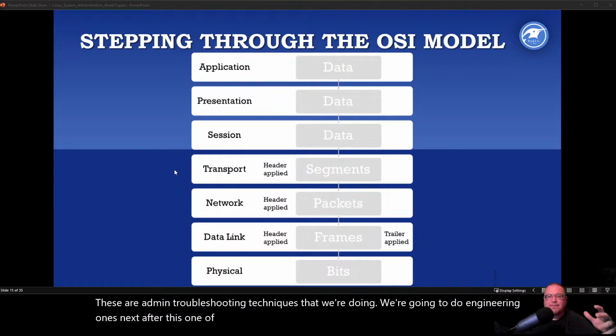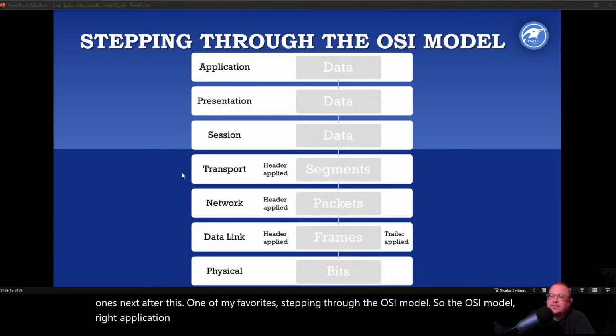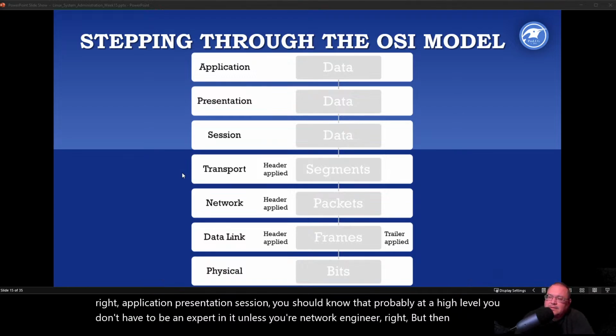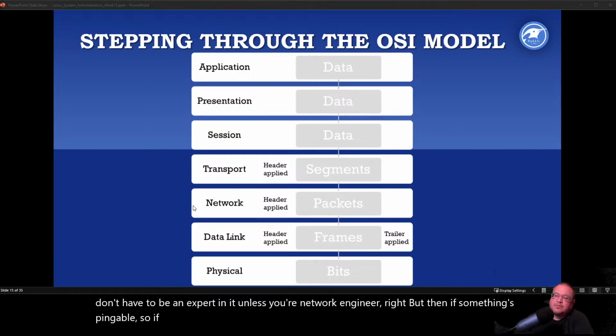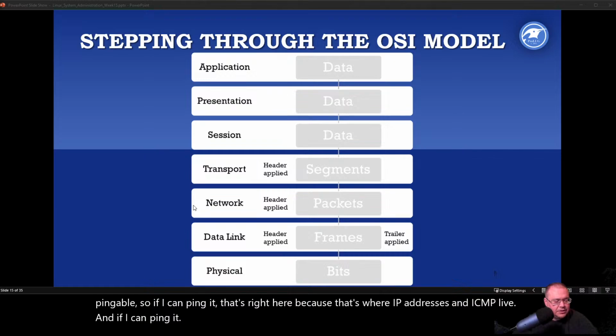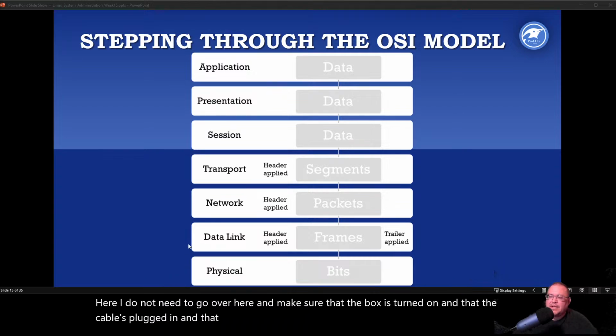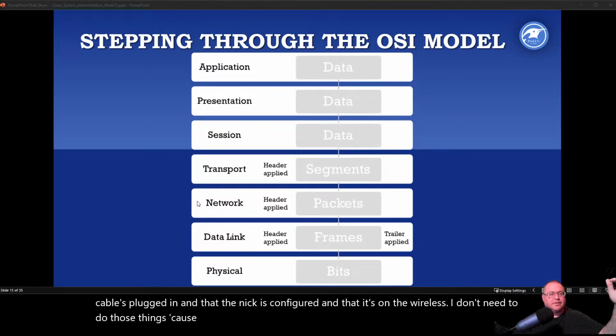One of my favorites is stepping through the OSI model. So the OSI model, right? Application, presentation, session. You should know that probably at a high level. You don't have to be an expert in it unless you're a network engineer. But if something's pingable, so if I can ping it, that's right here, because that's where IP addresses and ICMP live. And if I can ping it here, I do not need to go over here and make sure that the box is turned on and that the cable's plugged in and that the NIC is configured and that it's on the wireless. I don't need to do those things because I can ping it, right?